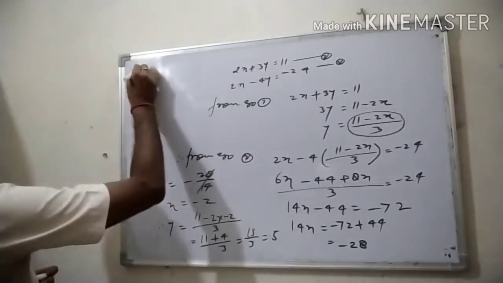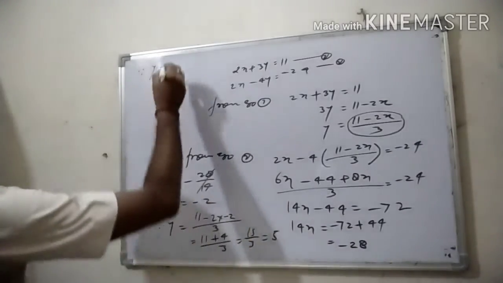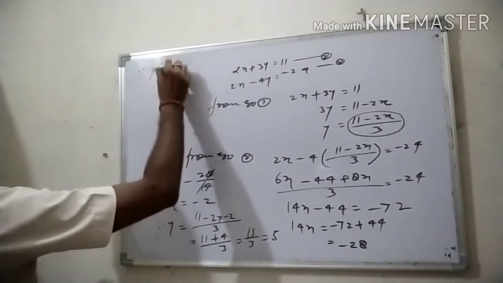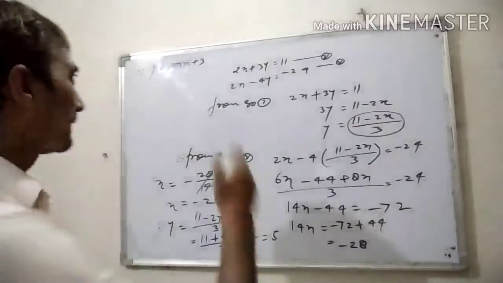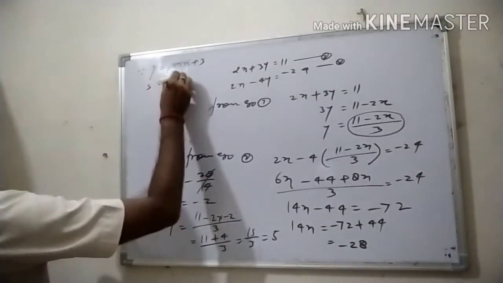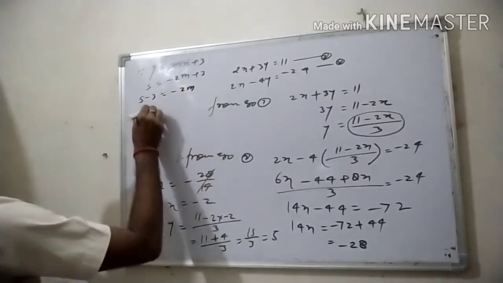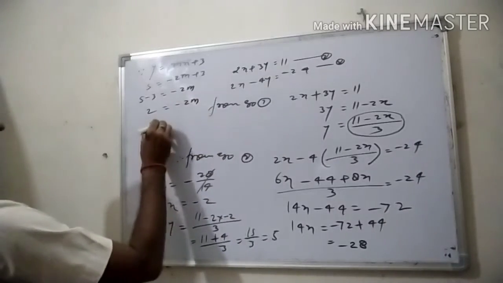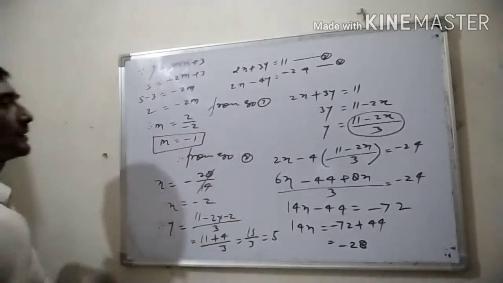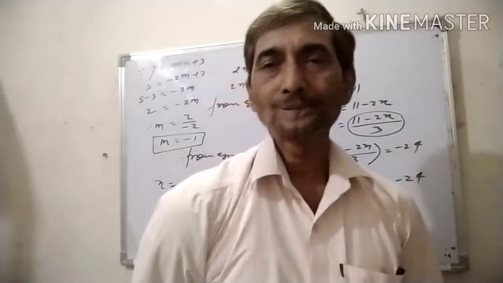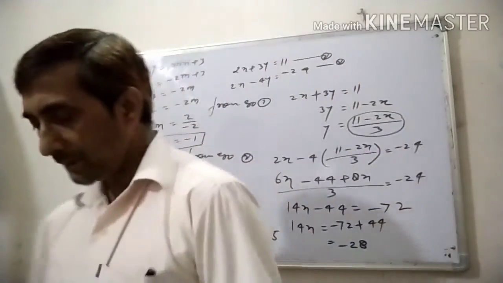Now, since y is equal to mx plus 3, substitute the values of x and y in this equation. 5 is equal to minus 2m plus 3, 5 minus 3 equal to minus 2m, 2 is equal to minus 2m, therefore m is equal to 2 by minus 2, m is equal to minus 1. This is your value of m. Now your question number 2 is solved. Similarly, question number 3.